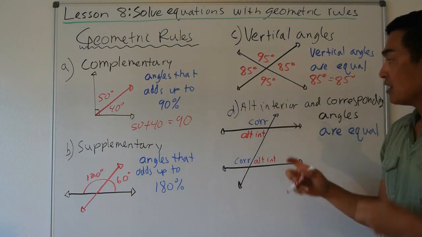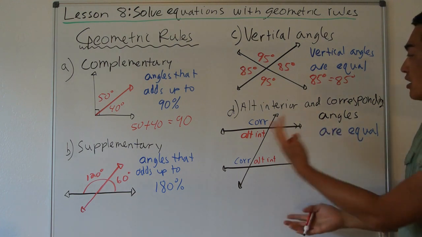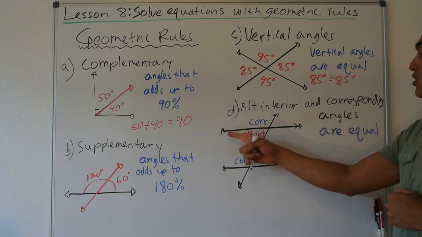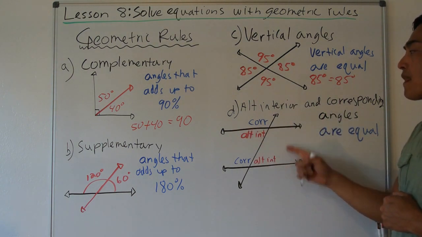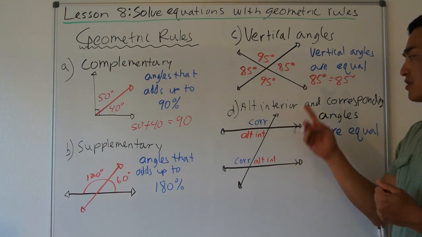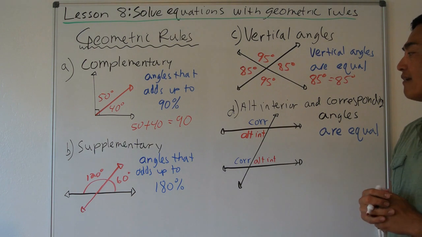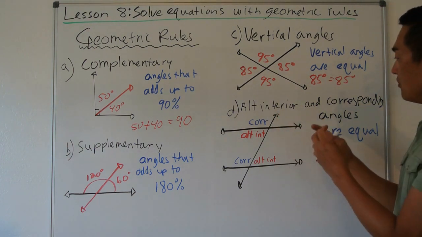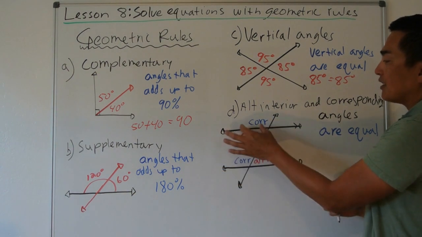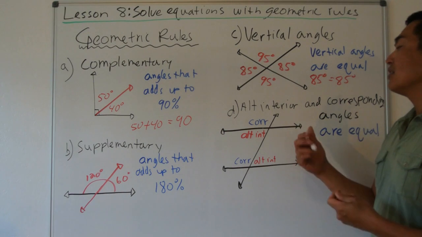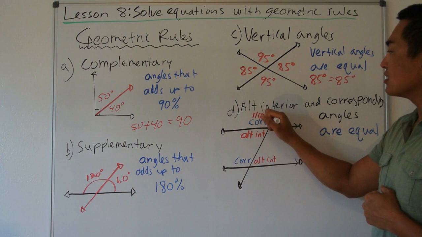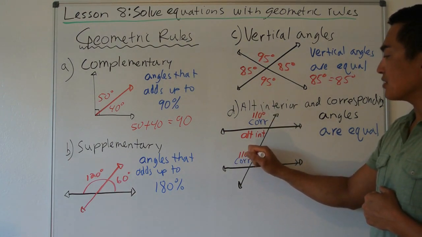Finally, 2 more. To use alternate interior and corresponding angles, 2 lines have to be parallel, and then there's a 3rd line that cuts the parallel lines. It forms 2 angles that are the same, corresponding angles. So these 2 are corresponding, that means they're the same. Here's an example, let's go with 110 degrees. So this one is also 110 degrees.